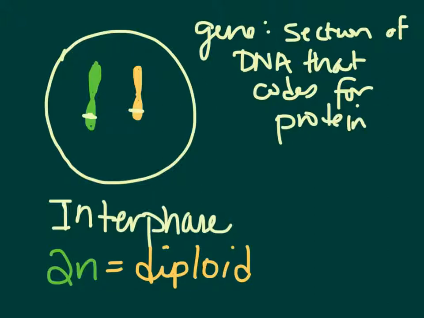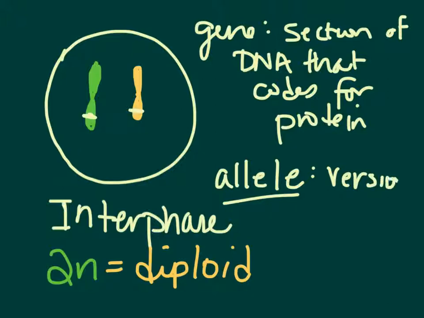But just because they're the same gene doesn't mean it has to be the same recipe, right? What do we call different recipes for the same gene? It's an allele. So an allele is different versions of the same gene.